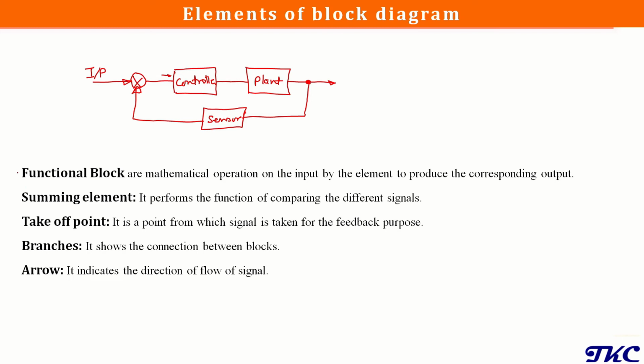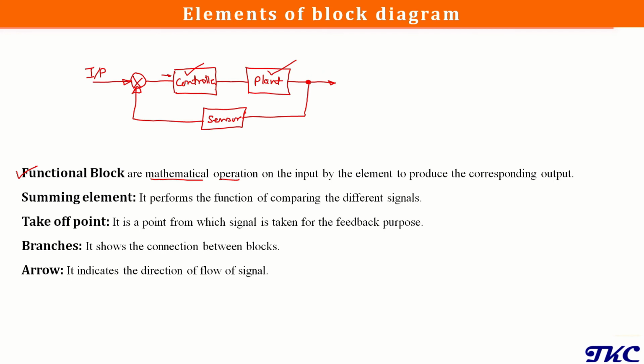So first element is a functional block. So a functional block is a mathematical operation that you will be doing on an input. So here the controller will become a mathematical expression, and the plant is also going to become a mathematical expression. So your input is going to go through this controller and will be converted into some output, and that output will become input to this plant, and again it will be acted on by that mathematical expression that is representing this plant, and again we will be having an output.